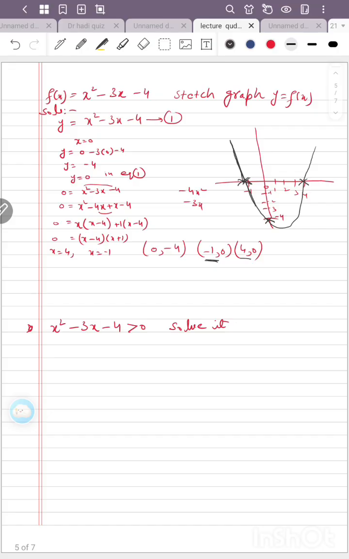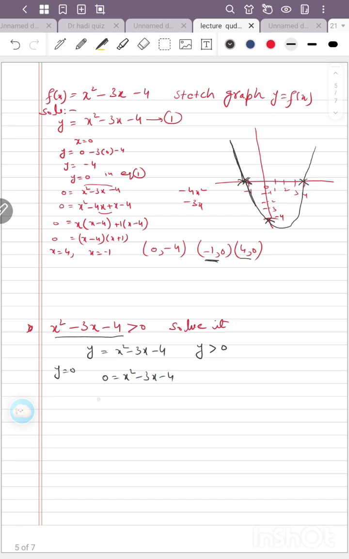How to deal with this question? If we have an inequality, how do we solve these types of questions? Okay, here, first of all, we assume that this term is our y. Y equal to x square minus 3x minus 4. It means y is greater than 0. Now, first we put y equal to 0. We get 0 equals x square minus 3x minus 4.